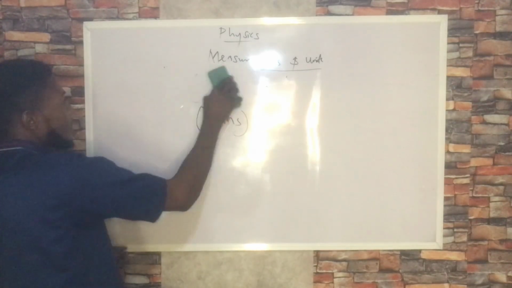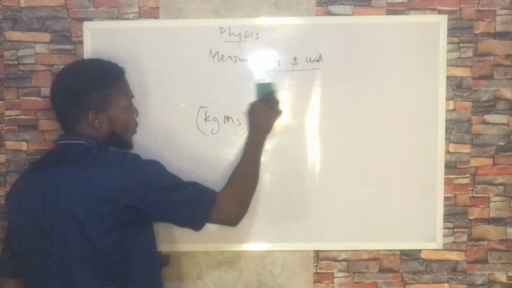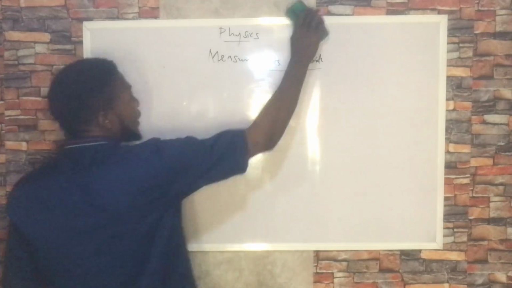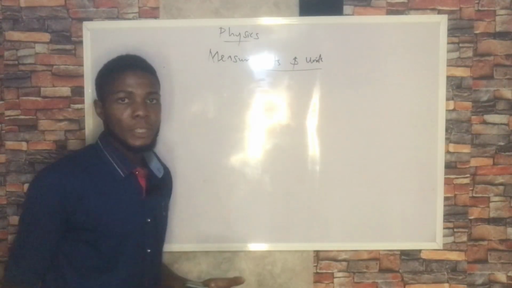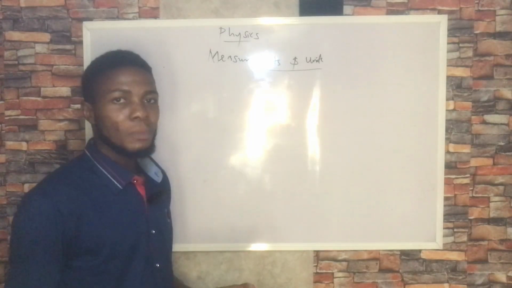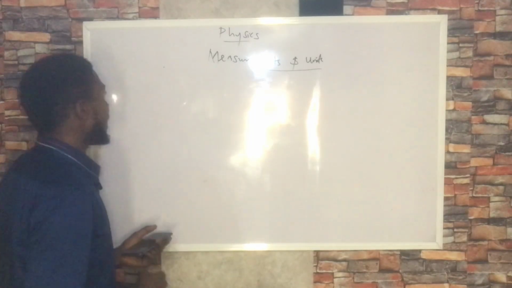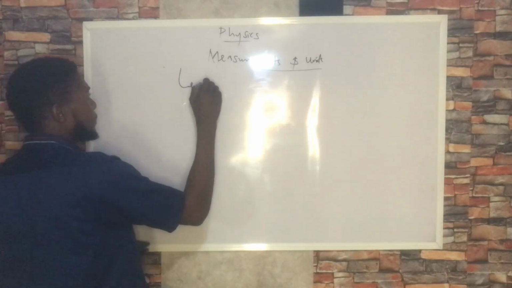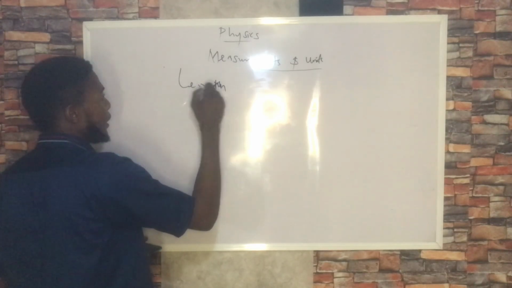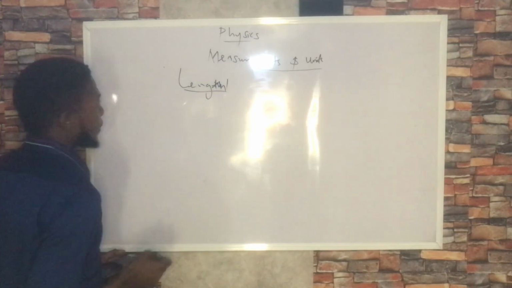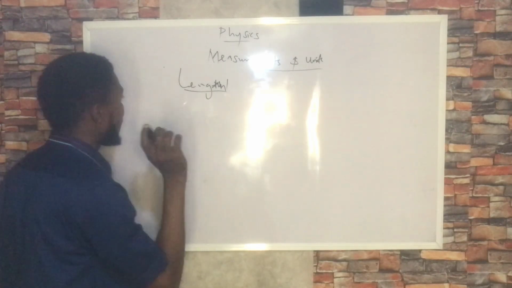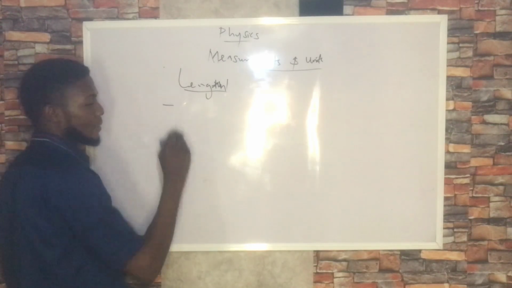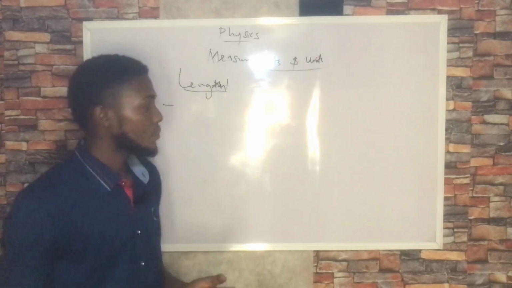So before we get into that, we have to know how they measure these three key quantities: length, time, and mass. How do they measure them? And which instrument do we use? So for length, let's quickly run through it. Length is measured in meter, like I said. And we have three basic instruments we use for it.